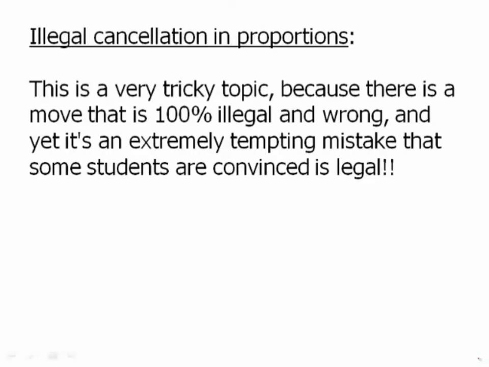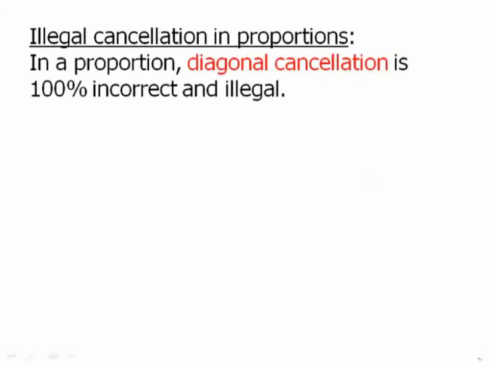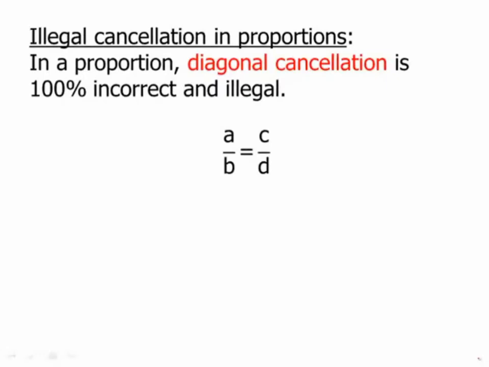This is a very tricky topic because there is a move that is 100% illegal and wrong, and yet it's an extremely tempting mistake that some students are convinced is legal. In a proportion, diagonal cancellation is 100% incorrect and illegal. So for example, if we have a over b equals c over d, we absolutely cannot cancel a common factor in a and d. And we absolutely cannot cancel a common factor in b and c. That is 100% illegal. In fact, if you think about it, cross-multiplying says you're allowed to multiply those two things. Well, if you're allowed to multiply any two things, you're not allowed to divide them. Dividing two things always gives you a different answer than multiplying them.